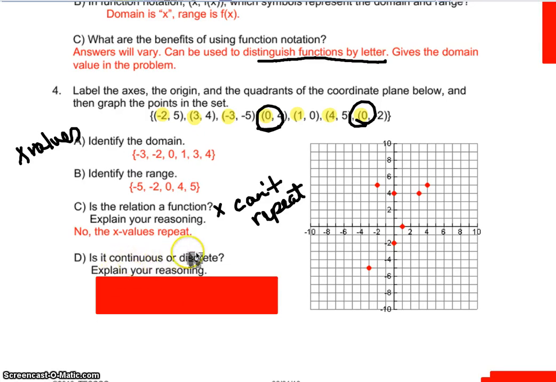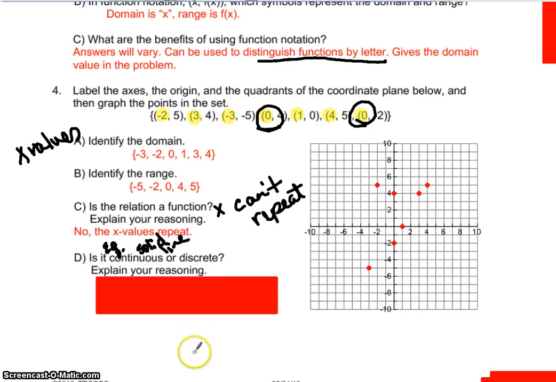Is it continuous or discrete? Okay, I talked to several of you last week about this. Continuous is if they give you an equation or if they give you a solid line on the graph.